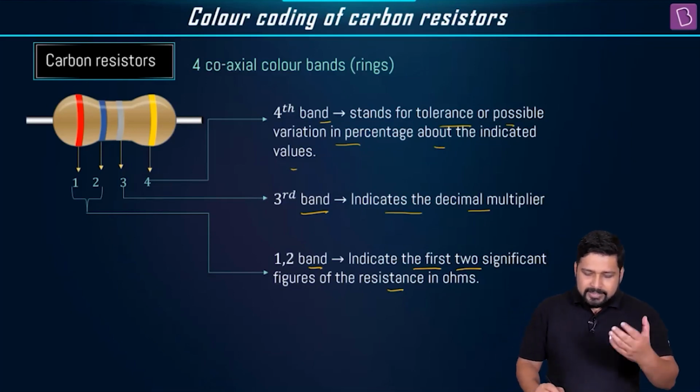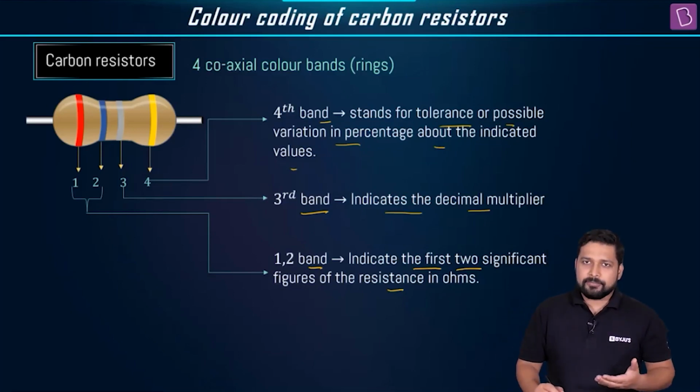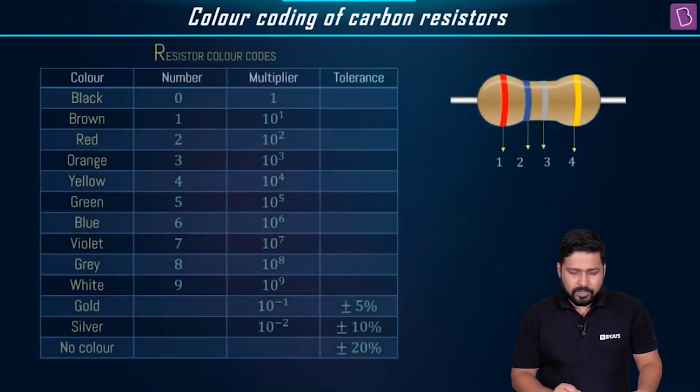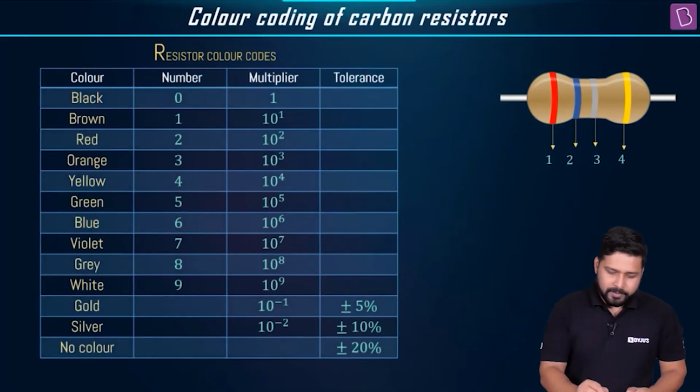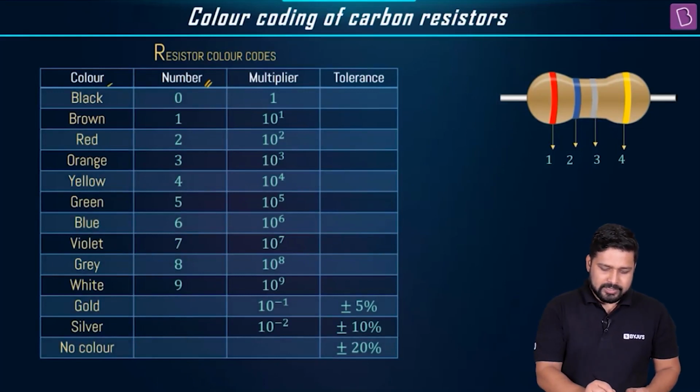Now let us see the codes that have been allotted to all these colors, because until and unless we know the values, how are we going to write the numbers, right? So the code looks like this. The color coding is done like this, where we allocate the number. The first one, if you can see, is the color, then number, then multiplier, and then tolerance.